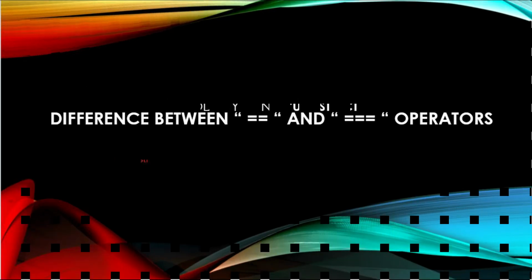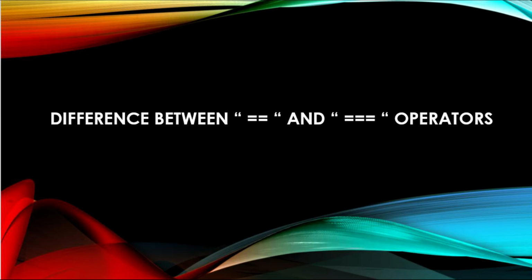What is the difference between double equal to and triple equal to operators? These double equal to and triple equal to operators are the comparison operators. The difference between them is that double equal to is used to compare the values, whereas triple equal to is used to compare both the value as well as types.